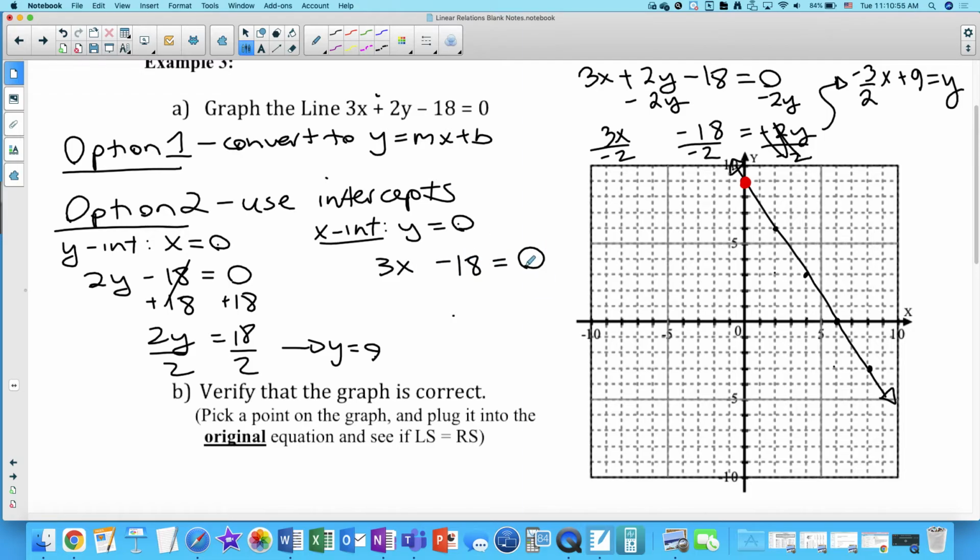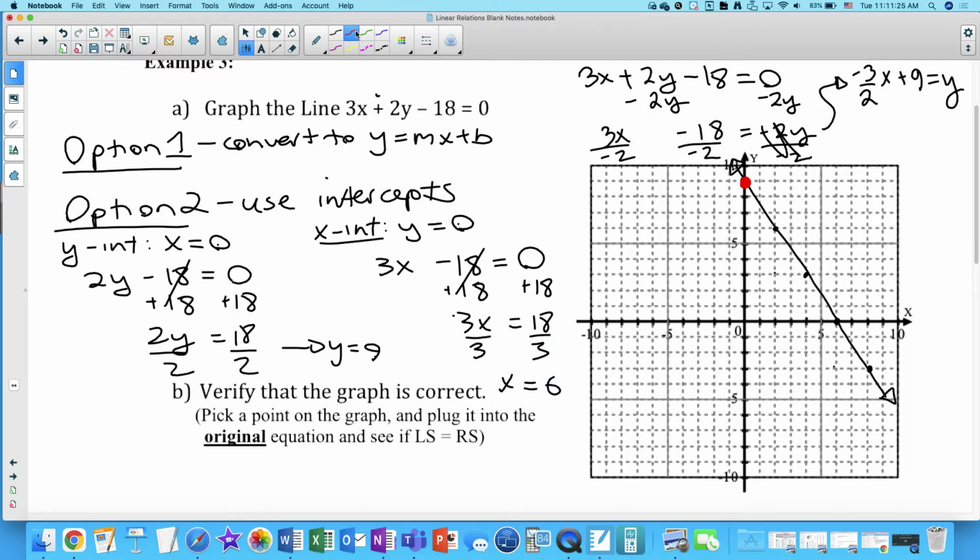And this is also something that I can solve in my head. 3 times something minus 18 has to be 0. What does that something have to be? 3 times this piece has to be 18. 3x has to be 18 because 18 minus 18 is 0. So 3 times what is 18? 6, right? Now, of course, again, you could add 18 to both sides. That's essentially what we're doing in our heads. We got x equals 6.